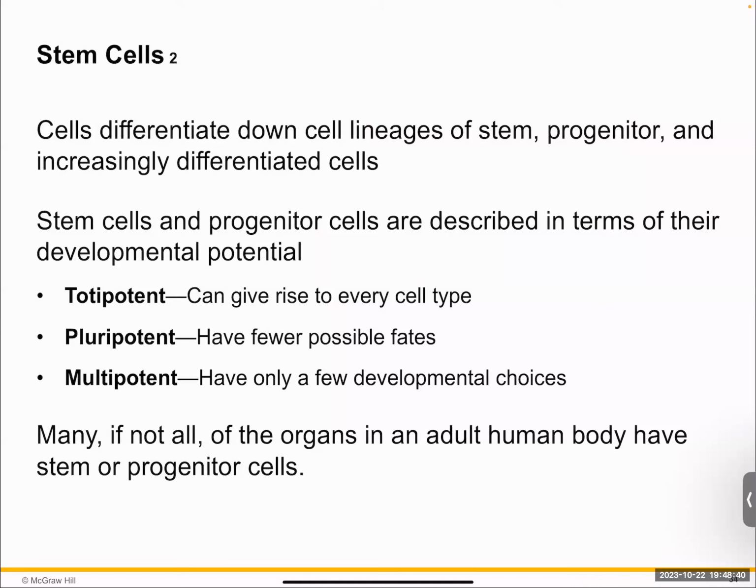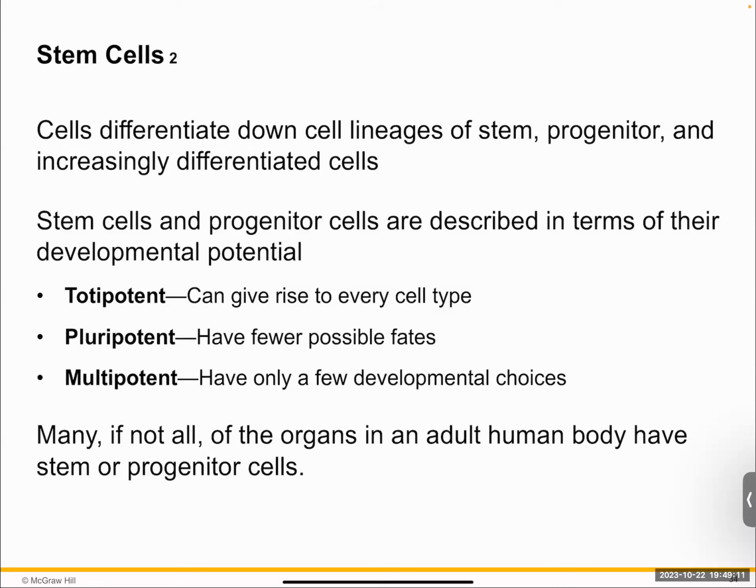Now, cells differentiate down cell lineages, going from the stem cells to progenitor cells. And then as they go to progenitor cells, they differentiate further and further to form very specific categories of those 200 plus cell types that we have inside our body. The stem cells as well as the progenitor cells are described in terms of their potential, basically what they can become.